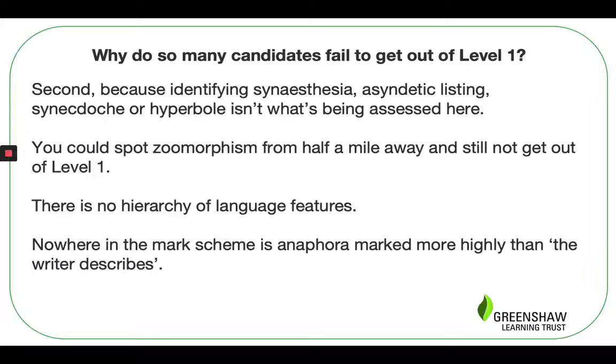Secondly, I know you all know I'm a big fan of high-level, A-level terminology, and it's wonderful to use if you can explain the effect. However, if you just identify all of these high-level terms like hyperbole, asyndetic listing, or zoomorphism, but do not talk about the effect, you will get very low marks. There's no hierarchy of language features. Nowhere in the mark scheme does it say anaphora is better than saying the writer describes blah blah blah blah.